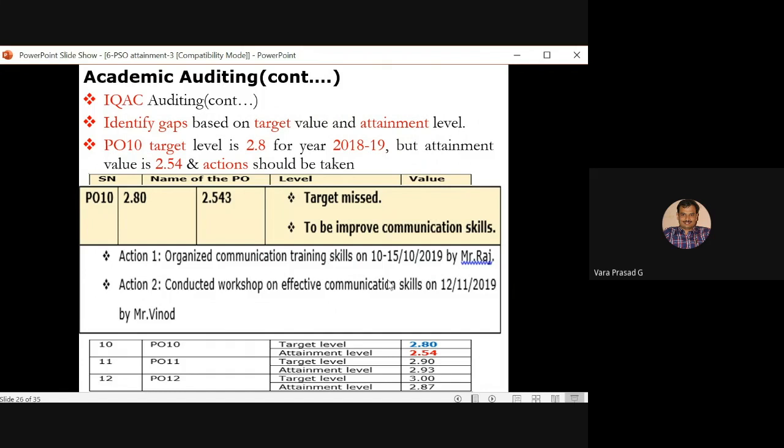Some sort of event you can conduct, like communication skills hands-on experience; that is also possible. This is the way you have to do the auditing here.